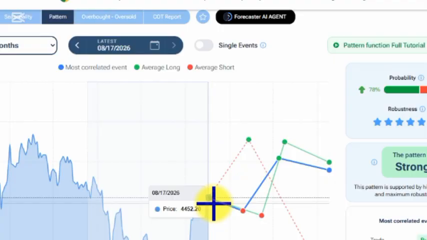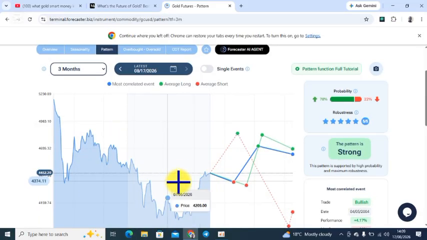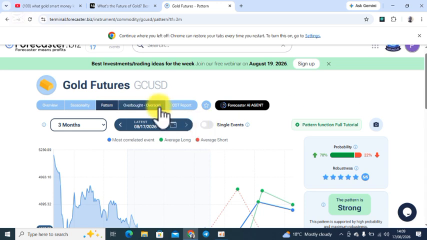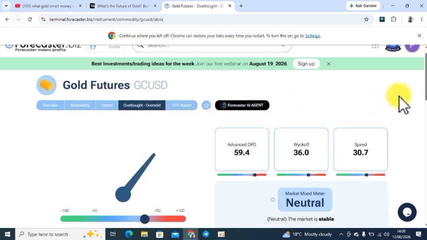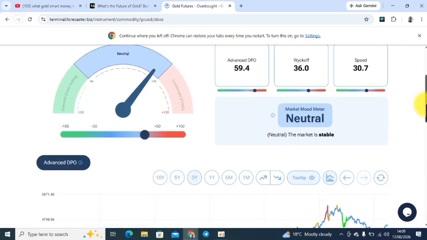$4,800 around there. When I bought gold, it was around 4,000, and so far we have moved up to 4,400 plus. Okay, so let's go to the overbought and oversold region, and I show you how it looked on this chart.